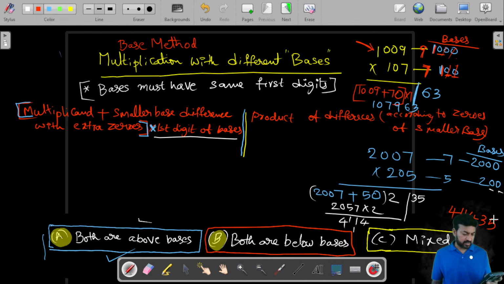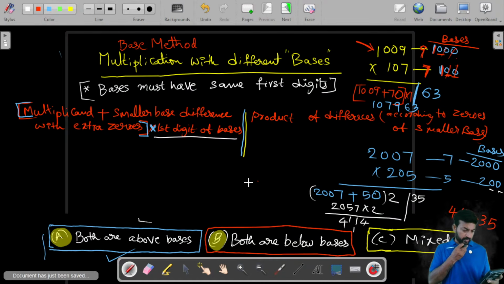107 actually 963. Okay. Fine. 411435. Yes, correct answer. Yes, Rohit. Yes, Reddy Lakshmi. Yes, Nishant, you're right. Vasavi, right answer. Okay, fine.